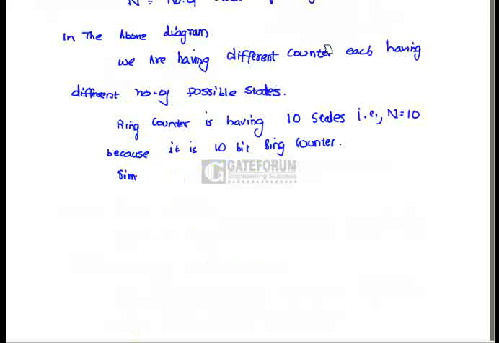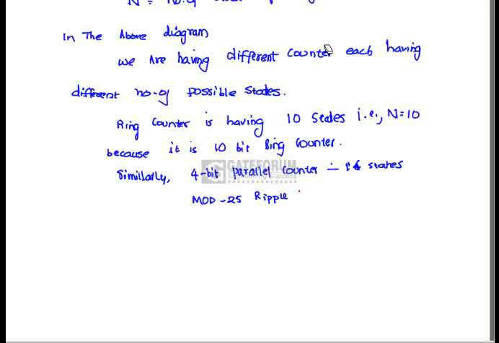Similarly, a 4-bit parallel counter having 16 states, mod 25 ripple counter having 25 states, 4-bit Johnson counter having 8 states.